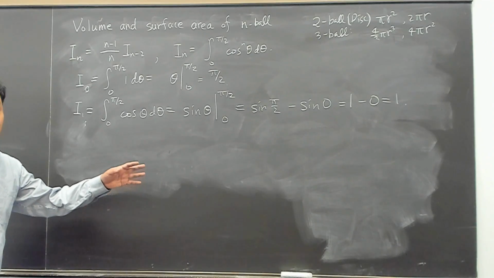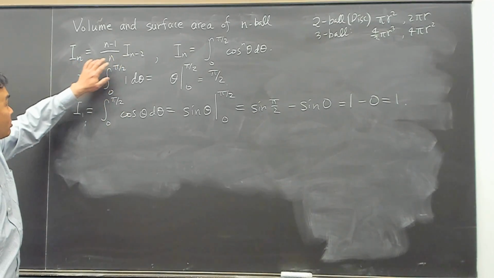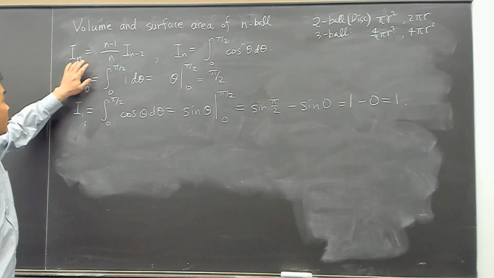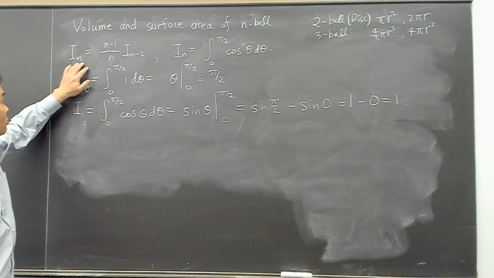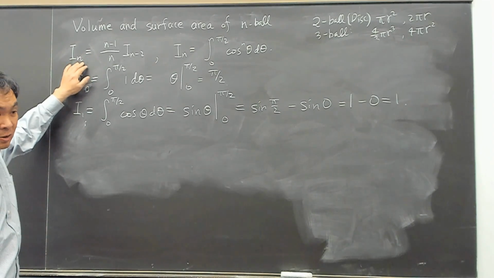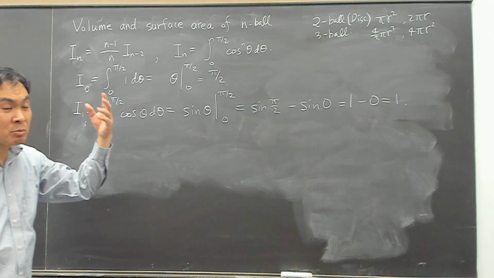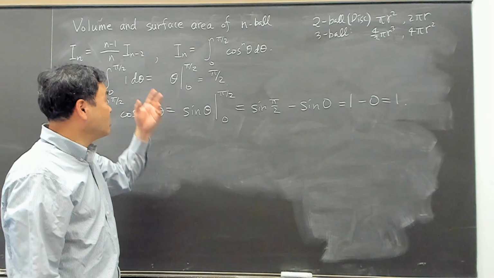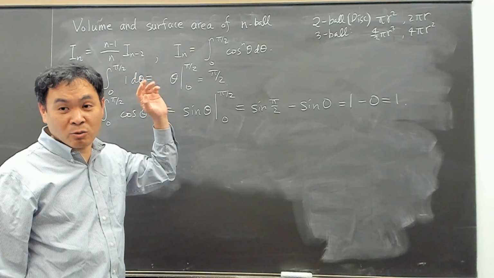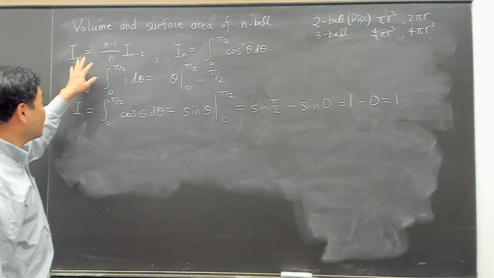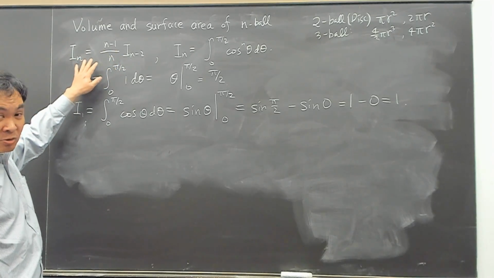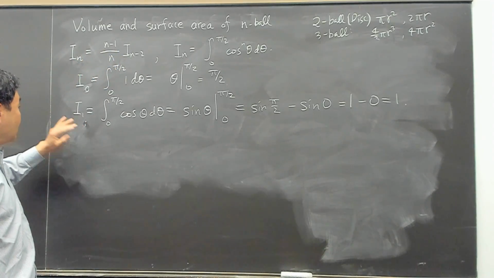I forgot to say something when I was getting this recursive relation. Here, I'm really assuming that n is 2 or greater, or else when I did the integration by parts, when I plugged in pi over 2 and 0, we couldn't guarantee that one of them gives you 0. So things break down if n is 1 or 0.